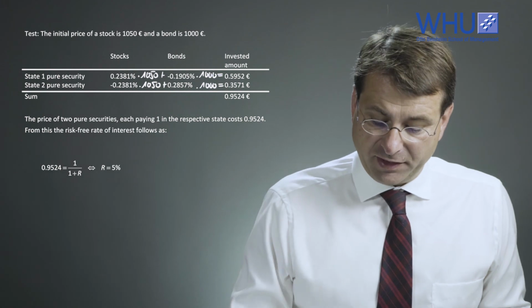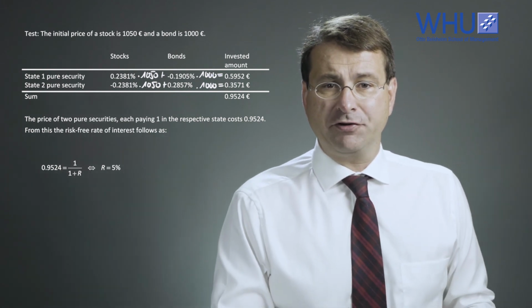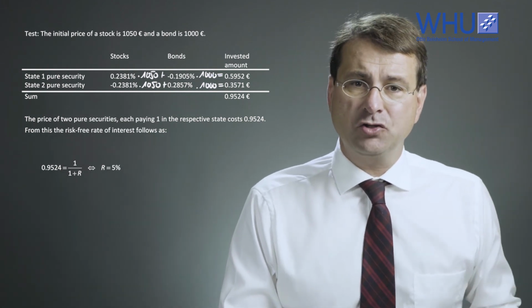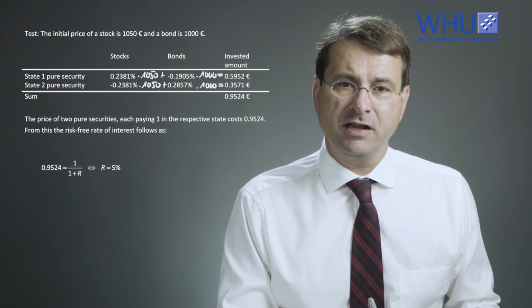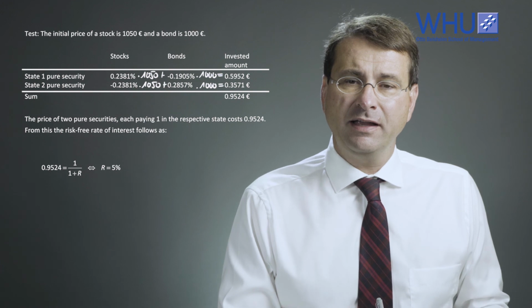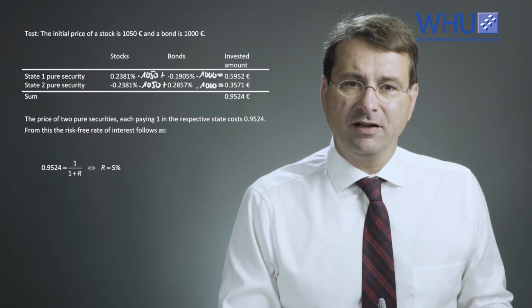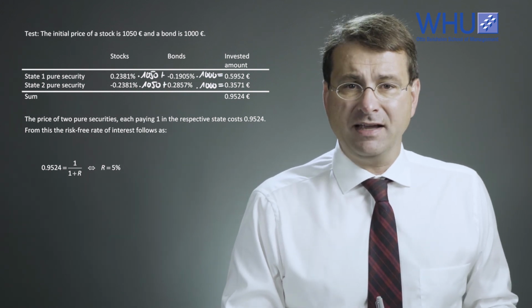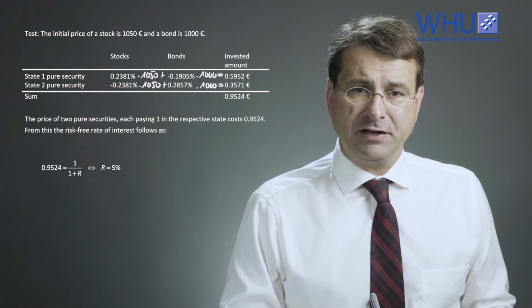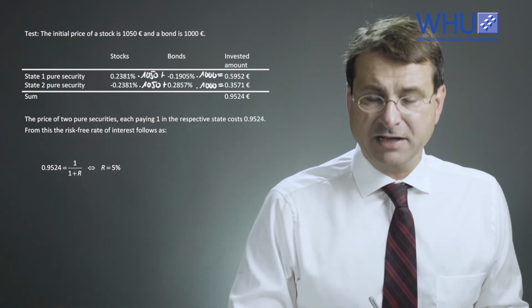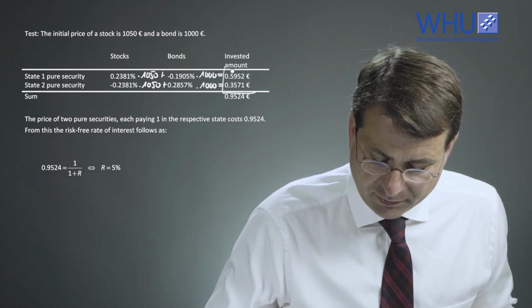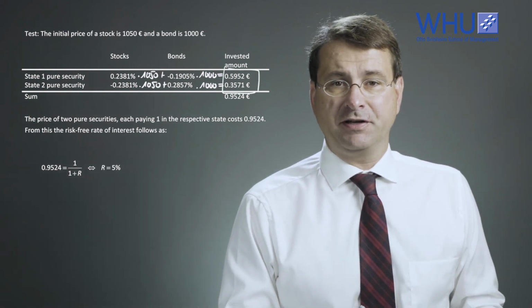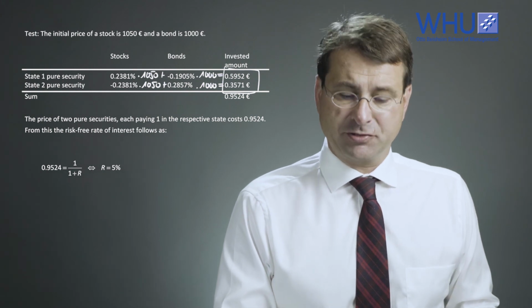Now please observe that if you combine the two pure securities, then you get a certain euro in the upstate and a certain euro in the downstate. So in other words, the combination of all pure securities is a riskless asset. Now, the price of the riskless asset should accord to the risk-free rate of interest. In other words, the price of the riskless asset here is simply the sum of the upstate pure security price and the downstate pure security price.